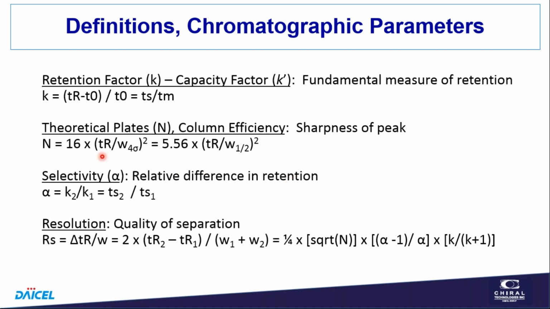Theoretical plates, the calculation or the derivation of this, is a little complicated. It involves some statistics, but the fundamental issue is the theoretical plates are related to the square of the ratio of the retention time and the peak width. So you can see that the retention time, the square root of the retention time, determines the width of the peaks.